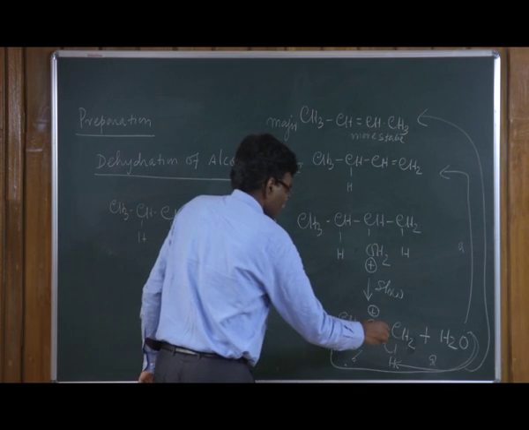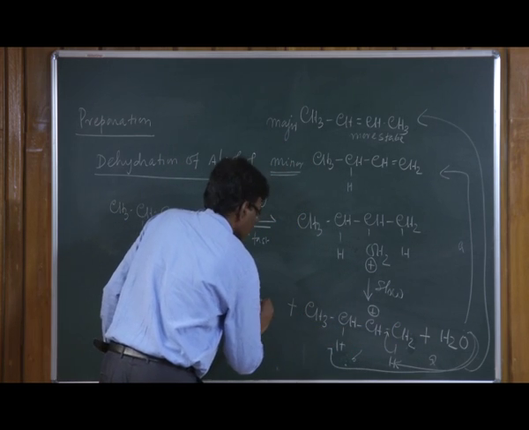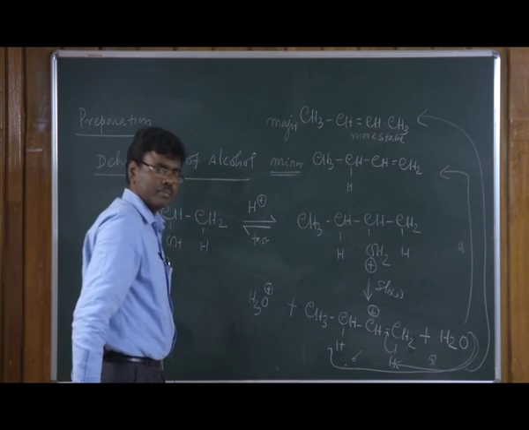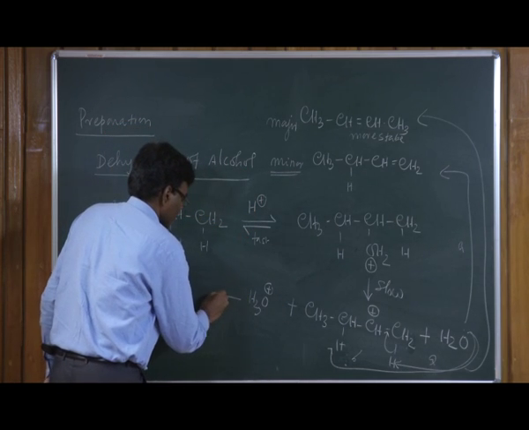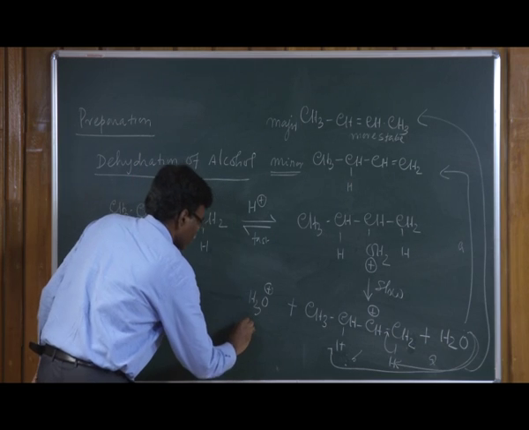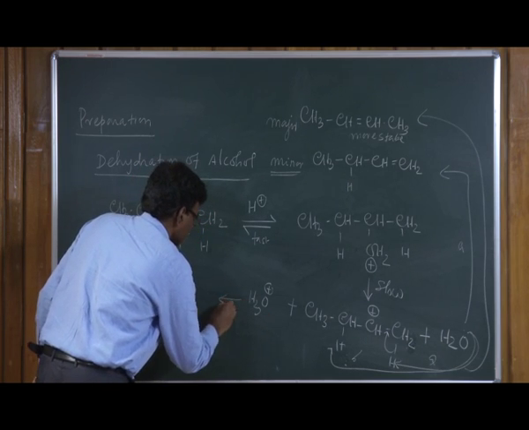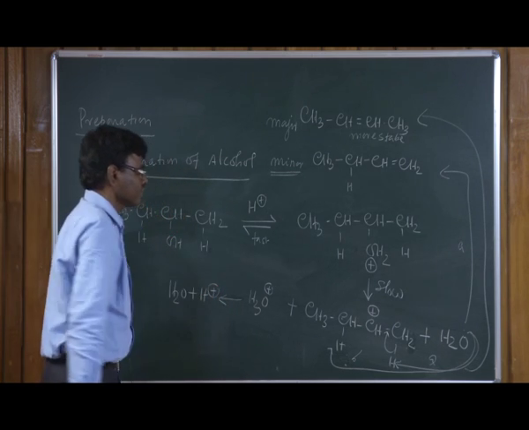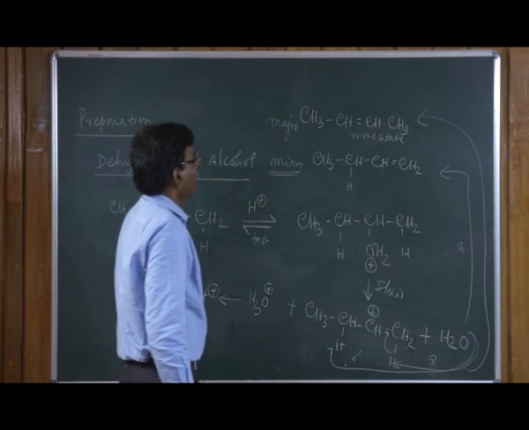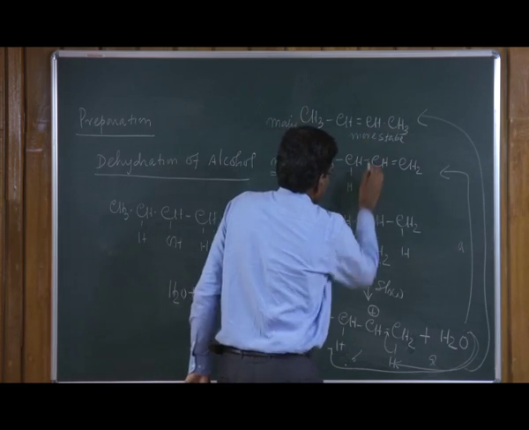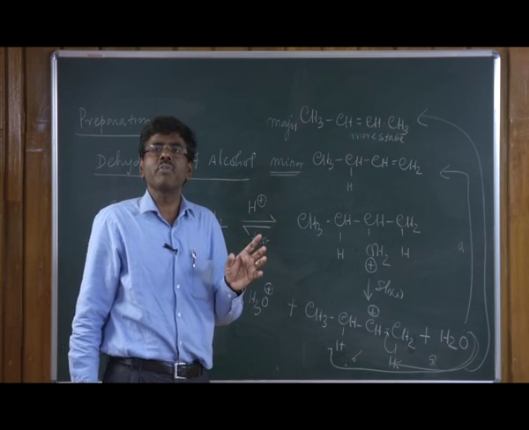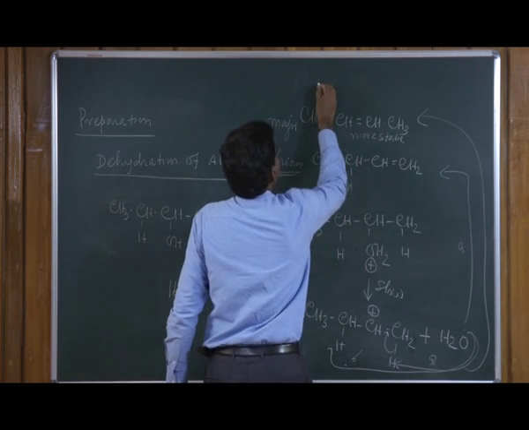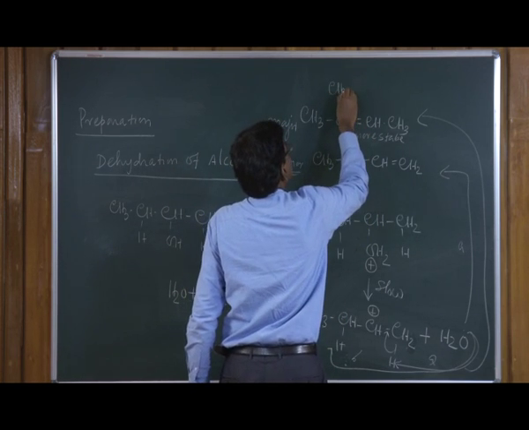And you will get the byproduct, this one, and this oxonium, this is called hydronium ion, will be converted into water plus H plus. And if you look at this one, of course, this is a mixture of geometrical isomers, and you can have a mixture of two compounds.